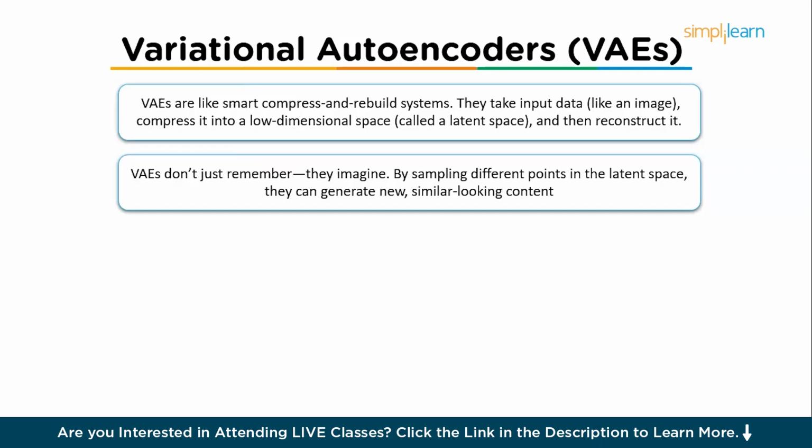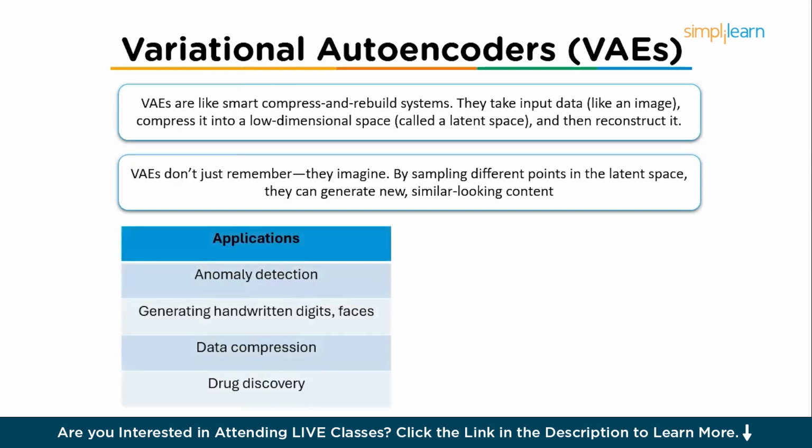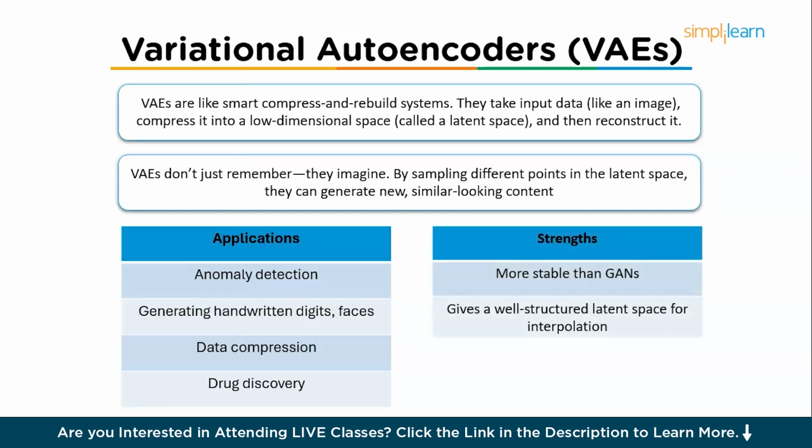So let's move on and see the applications. First application is anomaly detection. So what doesn't fit in the normal data? Then the second one is generating handwritten digits and faces. And then we have data compression. And then finally we can see drug discovery, that is generating molecular structures. So now let's move on to the strengths. More stable than the GANs, and it gives a well-structured latent space for interpolation.